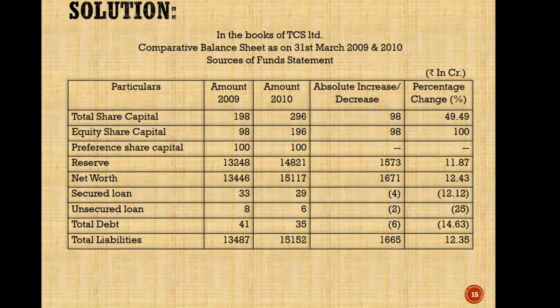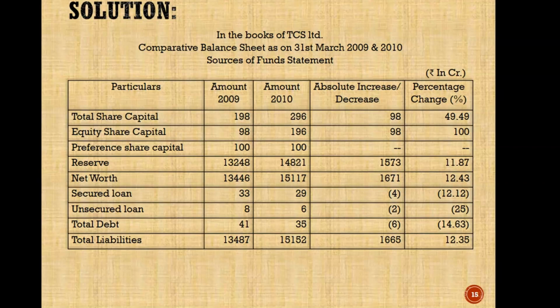Two more additional columns we have created here: absolute increase or decrease, and the next column we have added here is percentage change. So let us see how we have to solve this problem, how these figures we have arrived at. First is total share capital. The figure is already given to us, that is 198 for 2009 and 296 for 2010.